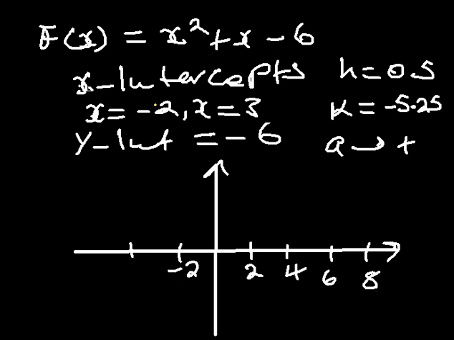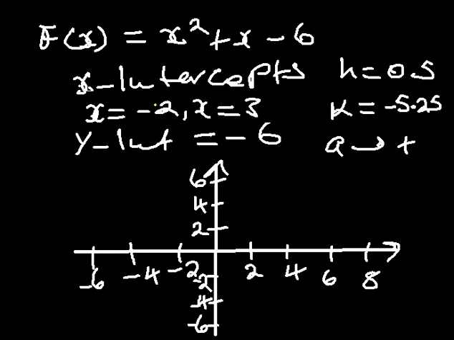This is -2, -4, let's say -6. We have 2, 4, let's say 6. We have -2, let's say this is -4, and let's say this is -6. Let's have it in that way.